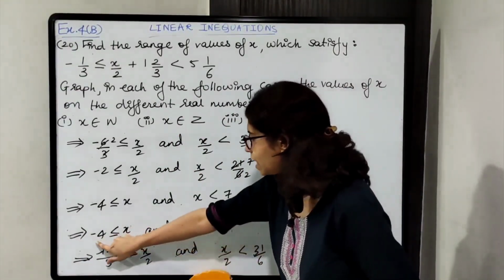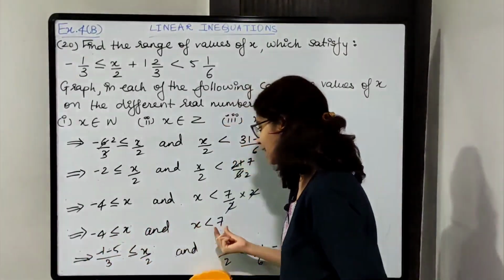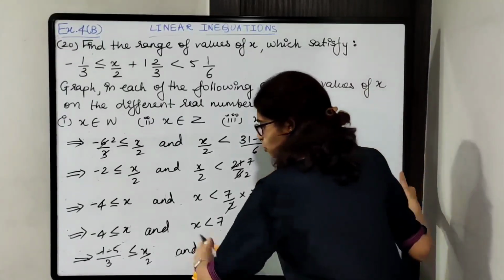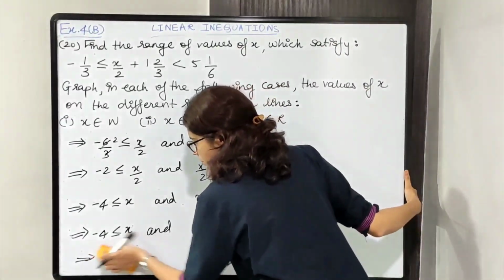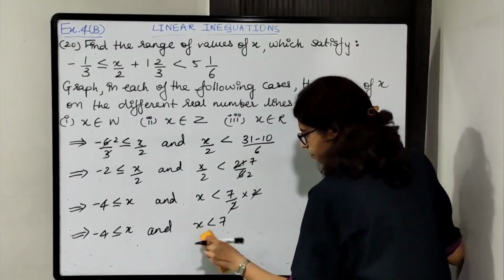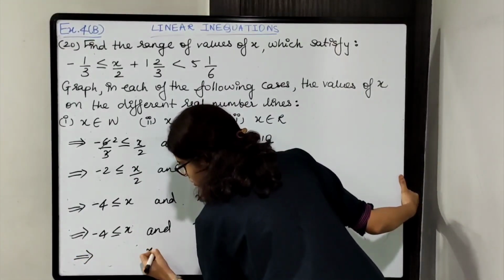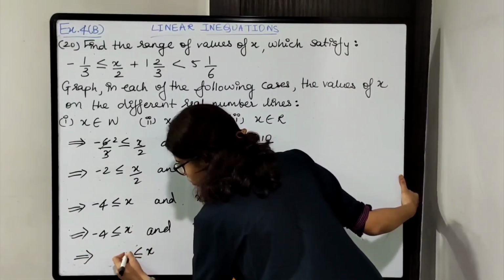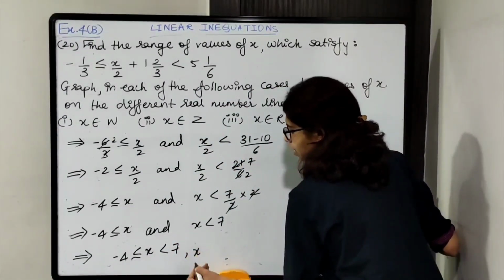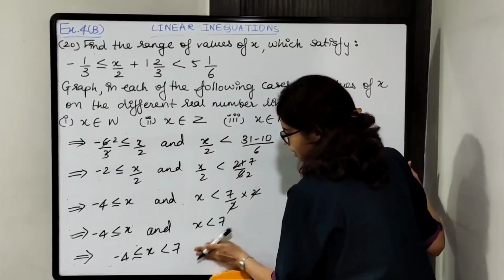Okay, it is from minus 4 to 7. It is greater than or equal to minus 4 and less than 7. So we got the range of x. So combine both the solutions. So x is greater than or equal to minus 4 and less than 7, where x belongs to the set. Okay, here we are given 3 different cases.